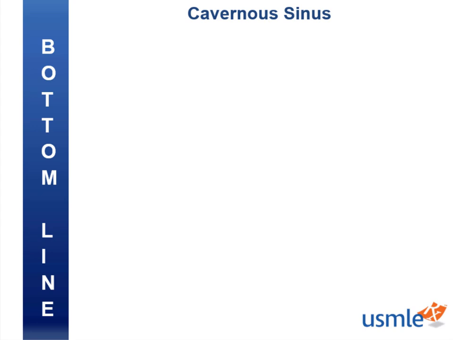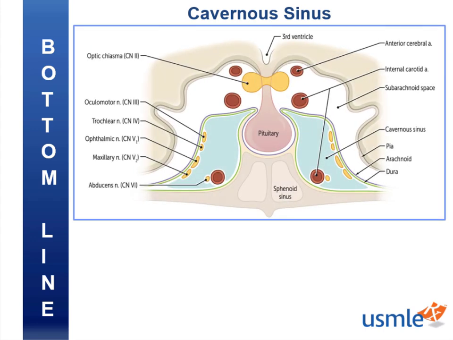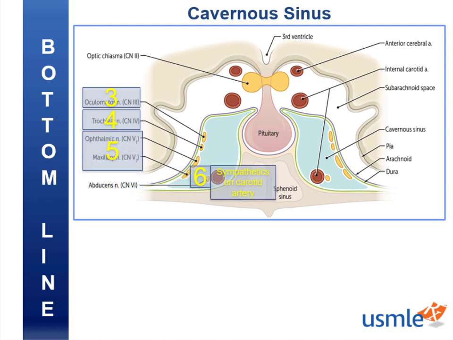Thank you for sticking with me throughout this lecture. Here are a few key takeaways I want to make sure you know for test day. Use the countdown phrase 3, 4, 5, 6, sympathetic artery to recall the contents of the cavernous sinus. Practice with me. 3, 4, 5, 6, and say sympathetic artery.